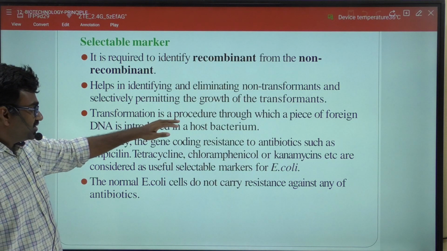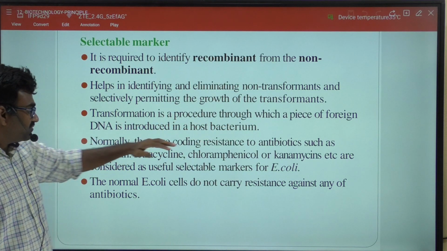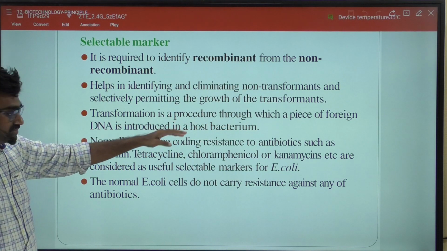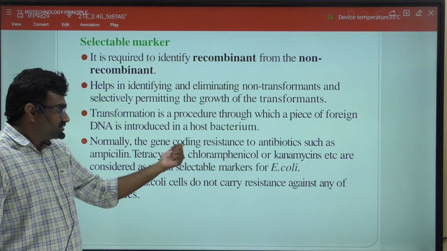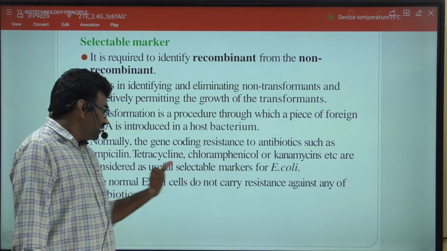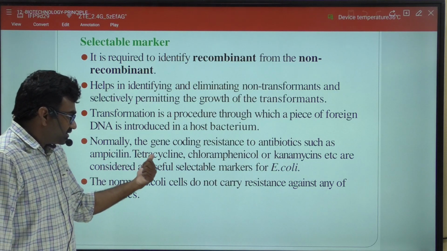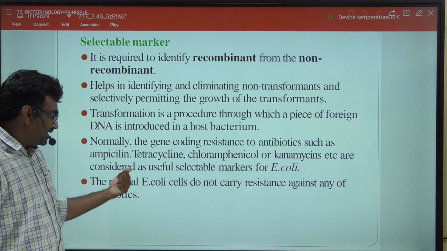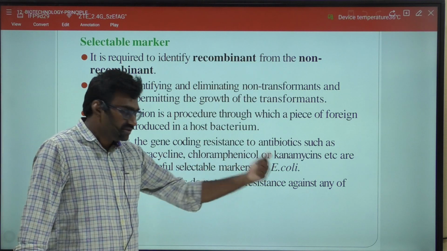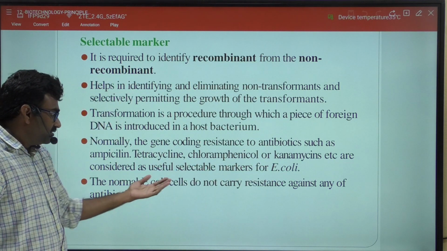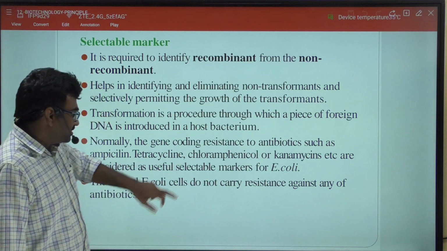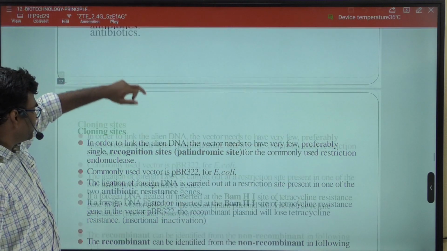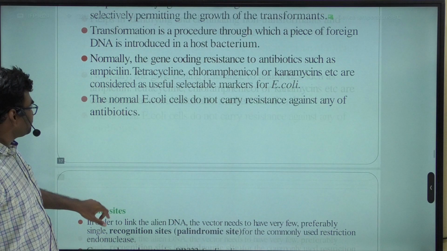So transformation is a procedure through which a piece of foreign DNA is introduced into a host bacterium. Normally, genes coding for resistance to antibiotics such as ampicillin, tetracycline, chloramphenicol, or kanamycin, etc., are considered useful selectable markers for E. coli. The normal E. coli cell does not carry resistance against any of these antibiotics.